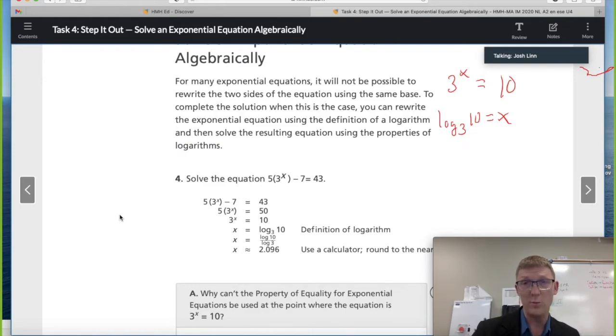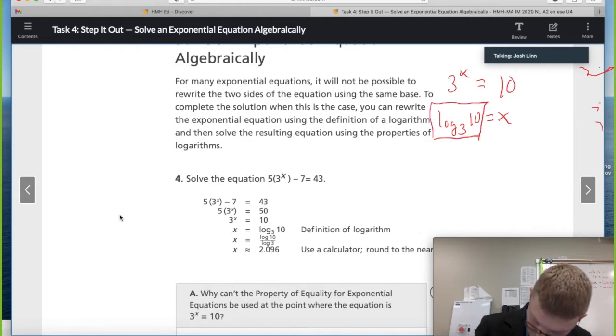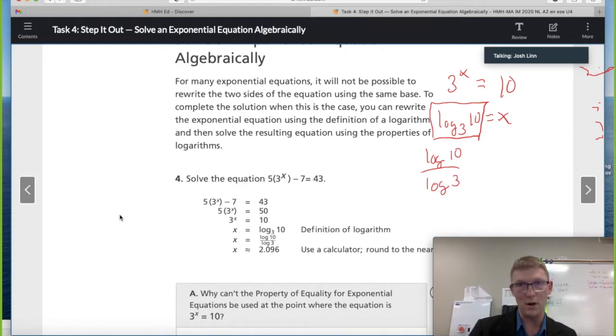So we can use our properties of logs to switch that over to a log base 10 that our calculators can then handle. Based on those properties, this part would change to log of 10 over log of 3. That is a property of logarithms. And remember, since there's no number there, that's insinuated log base 10, or common log. All of that's going to be equal to x. So your 10 is on top, your base is on bottom.